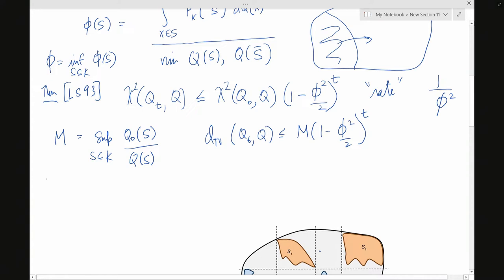Fortunately, a companion theorem of Lovász and Simonovits developed in their paper tells us that it's sufficient to consider what they call s-conductance, where small s is a number between 0 and half, and this is basically the conductance of subsets of measure at least s. The way they define it is the infimum over all subsets where Q of S is at least s. So that's one way we can define it. I won't write the whole expression here.